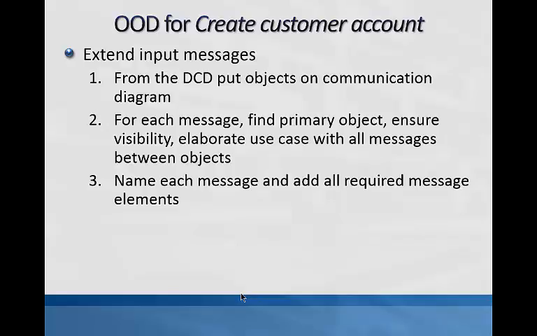As we add more messages, we ensure that the objects have appropriate visibility to send the messages. We also consider the principles of good design that were covered in a previous video. And third, give each message an appropriate name and add the necessary parameters and guards. Usually we try to name the message with a verb phrase that indicates the requested service from the destination object. We have to decide whether to show any return data as a return value or as a return message.